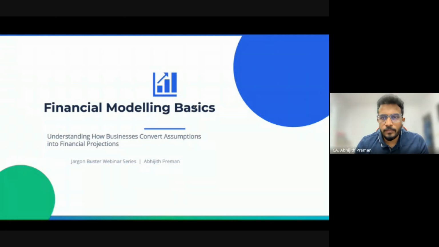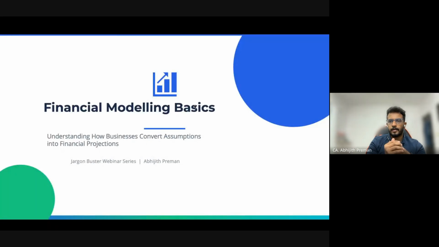In today's session, we are going to discuss financial modeling basics. This is a practical session. I'm not going to take you through a financial model per se, but I'll be helping you understand how to build a financial model.